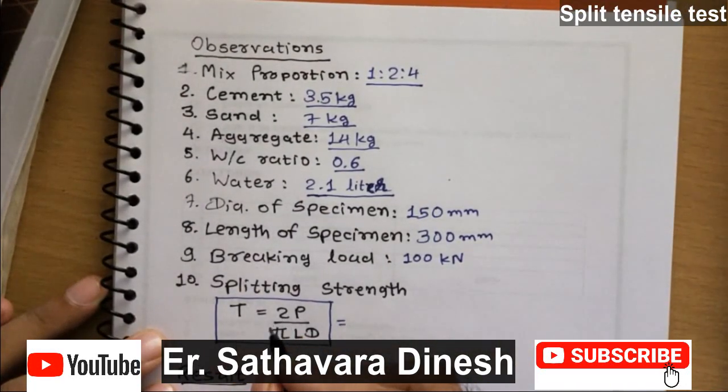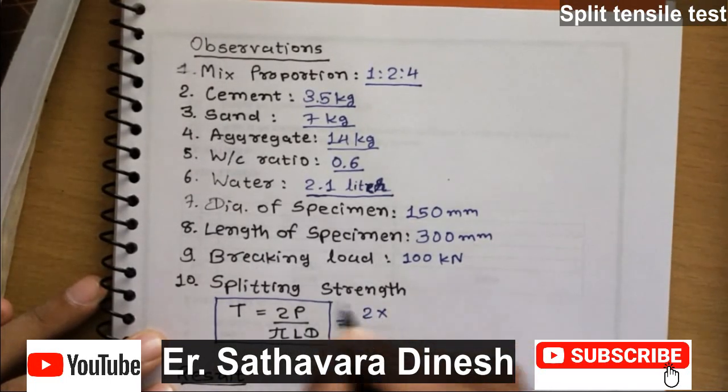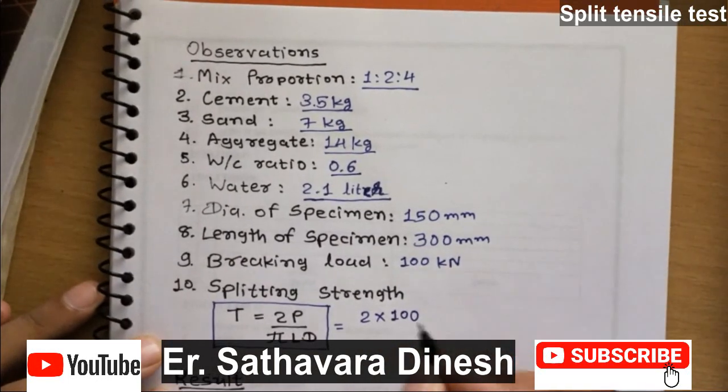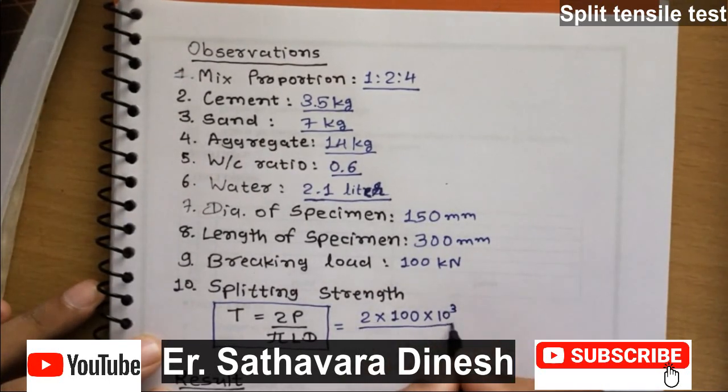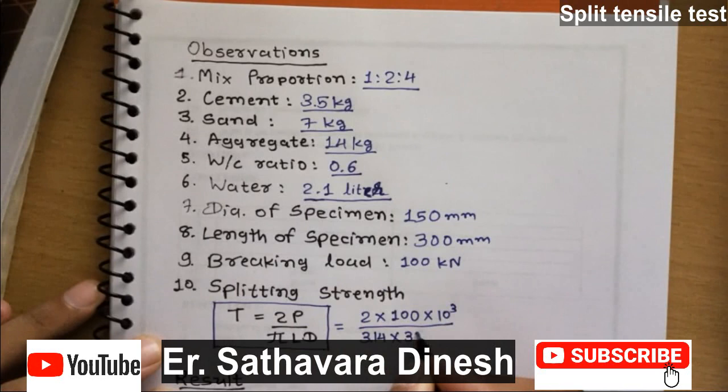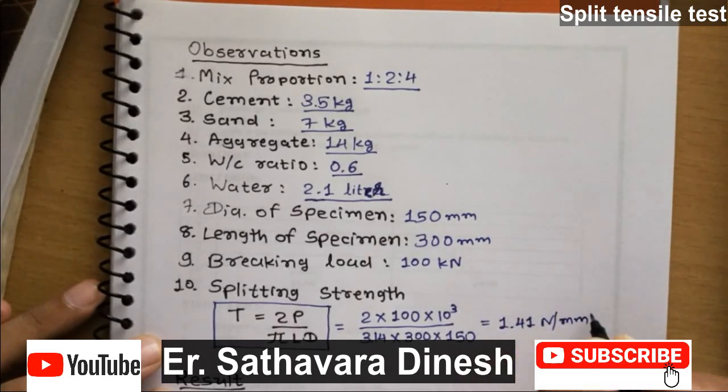The equation of splitting tensile strength is 2P upon pi LD. 2 into P for breaking load, here we apply breaking load 100 kilonewton. So we convert into Newton. So here we multiply by 10 raised to 3. So into 3.14 into length. Here the length of specimen is 300 and the diameter is 150. So we get 1.41 Newton per mm square splitting strength.